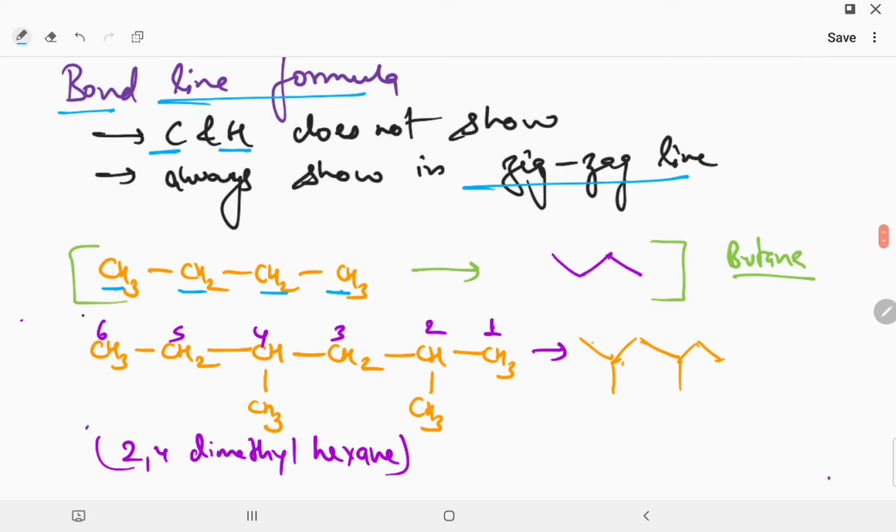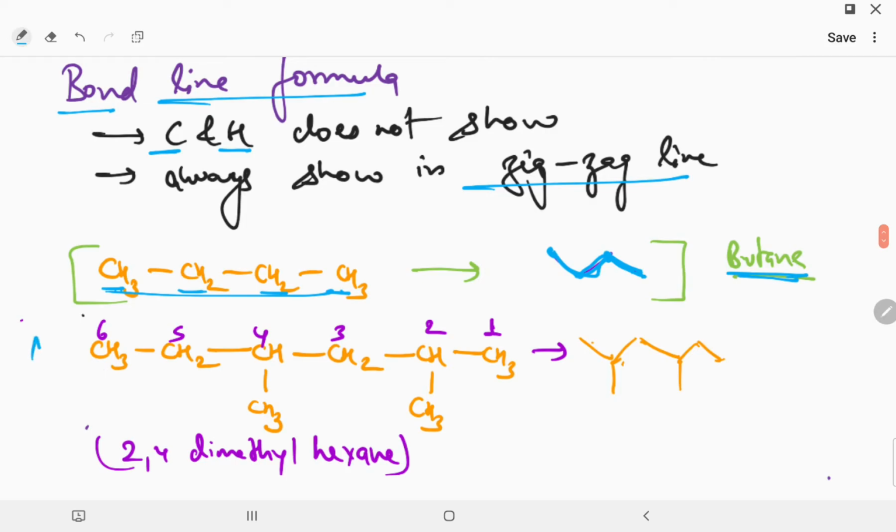Okay, now this is butane, a 4 carbon chain, that is called butane. So we can write 1 2 3 4, this is called 4 carbon, also called butane. So this is the shortest way to write in organic chemistry.